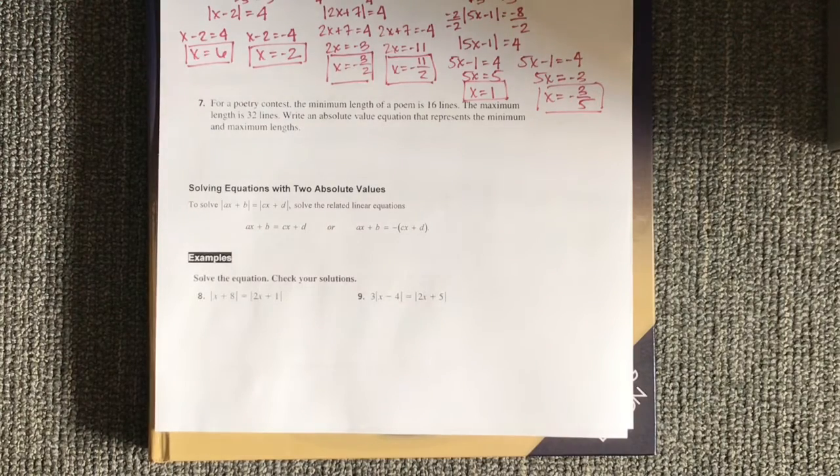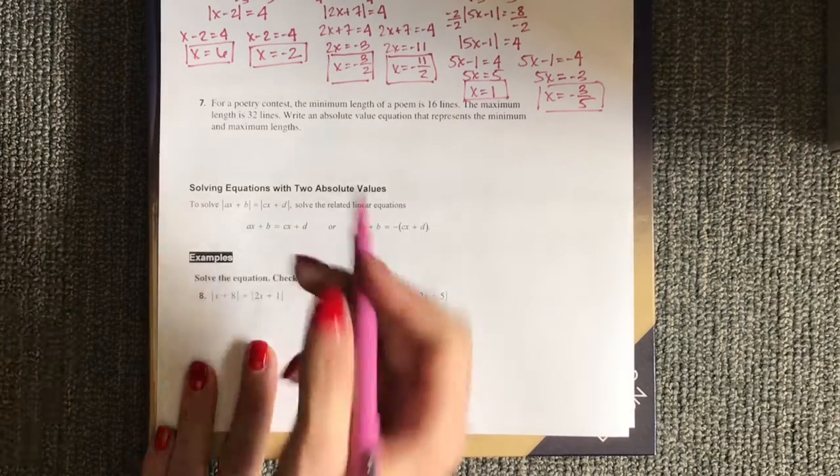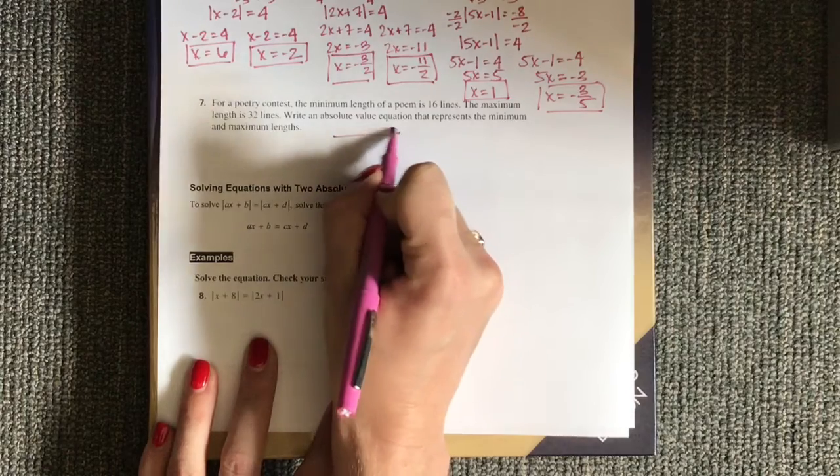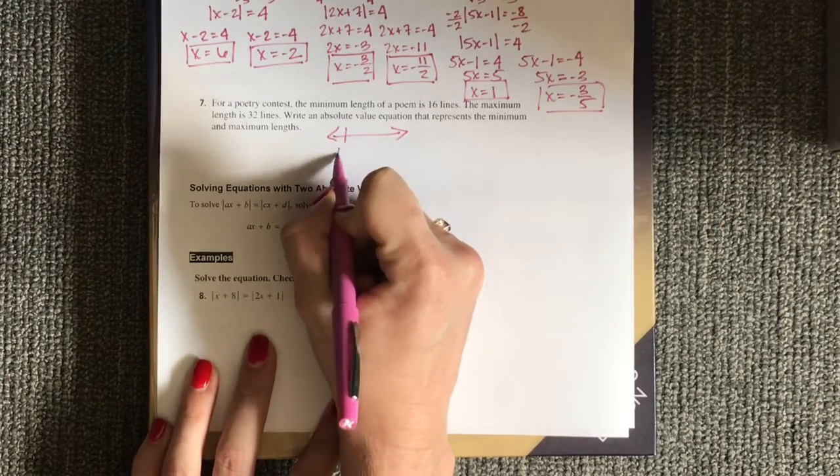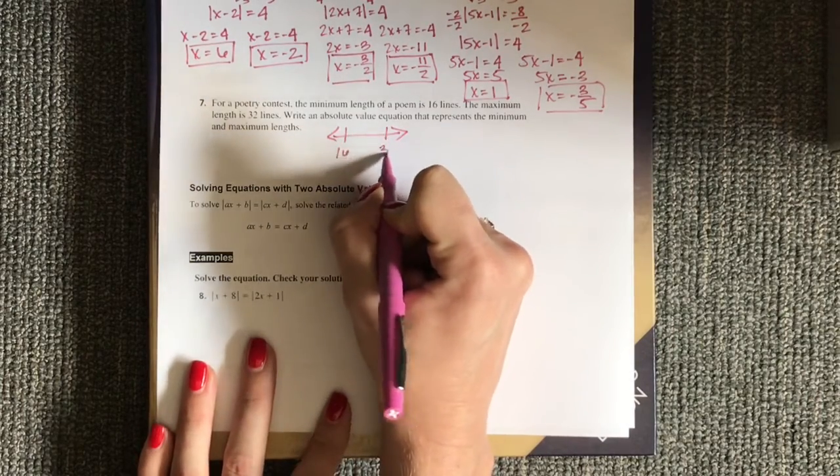Number 7. For a poetry contest, the minimum length of a poem is 16 lines. The maximum length is 32 lines. Write an absolute value equation that represents the minimum and maximum lengths. So with these absolute value word problems, I'm going to draw a number line to illustrate the way that you want to go about this.